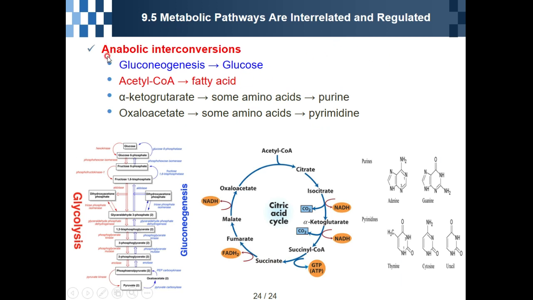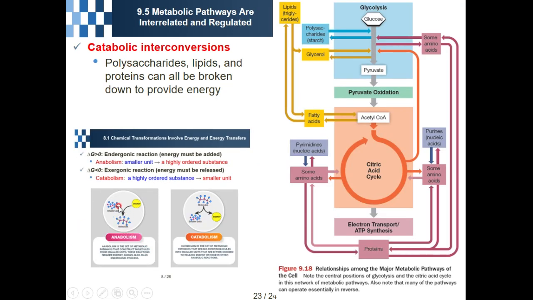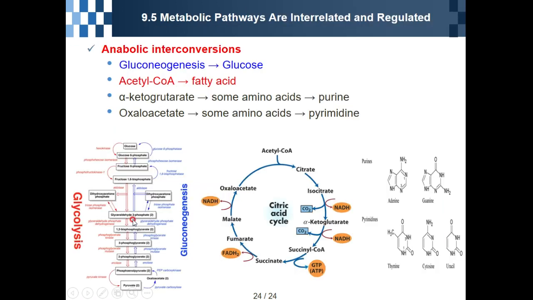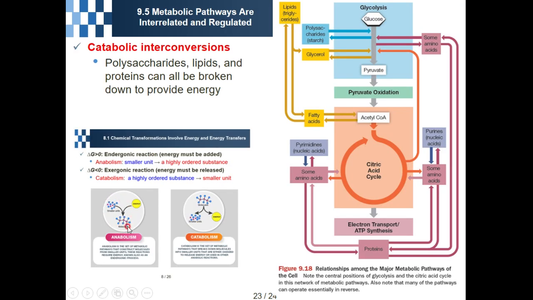Okay, and also we will learn the anabolic interconversion. Anabolic means that small subunits can become highly ordered substrates. So this is glycolysis, starting from glucose to pyruvate. Gluconeogenesis means that starting from pyruvate, it can make glucose, like this. So this process, we call gluconeogenesis. Gluconeogenesis will make glucose. That's why we call it anabolic interconversion.